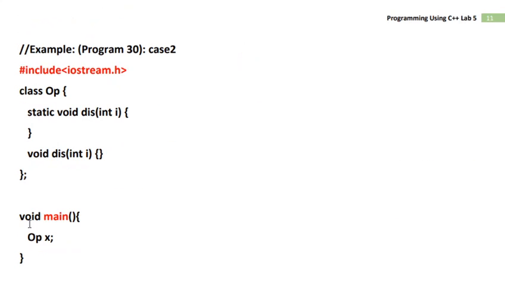This is the second instance where we cannot overload a function, because we have a static member function here. This is one of the properties of static: if a function is static, then we cannot have function overloading working for it.